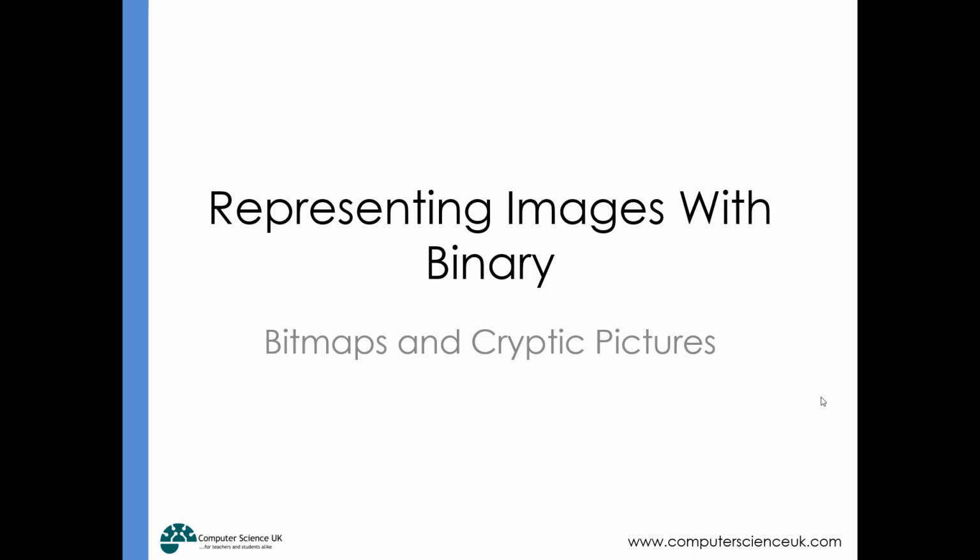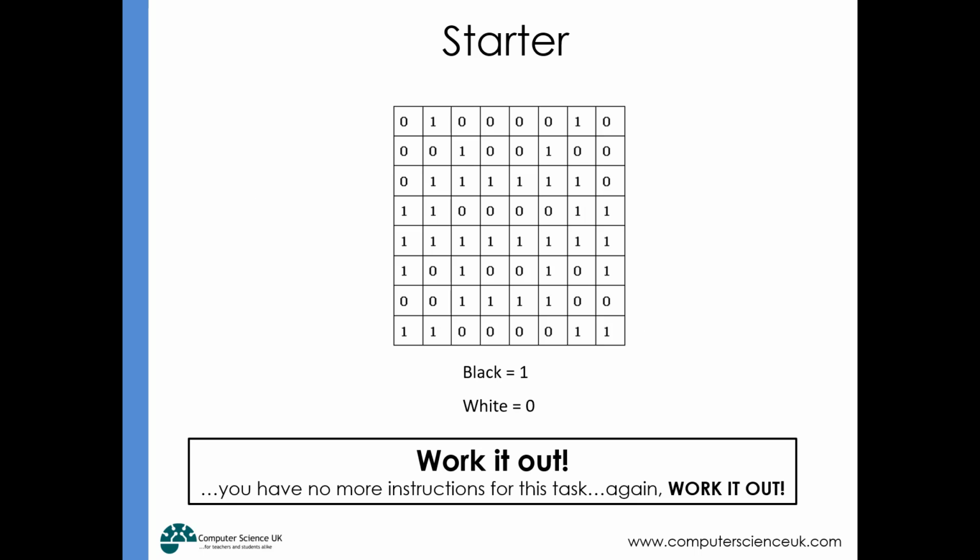This is the fourth lesson in the binary bits and bobs unit, and today we're going to be looking at representing images with binary. So let's have a look at what an image file might look like if we were able to actually look at the data within it. An image file is made up of binary. Everything that is trying to be represented on a computer system has to be converted into binary for the computer to be able to process it.